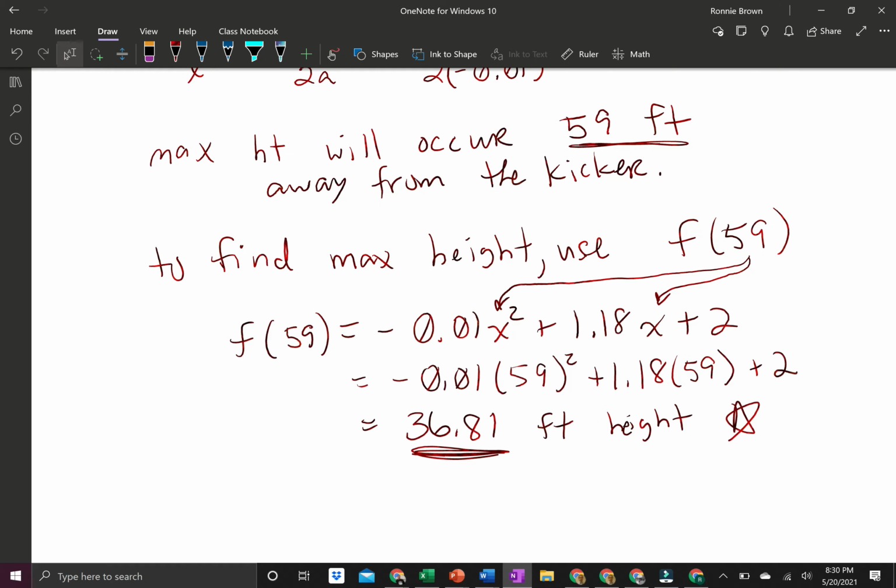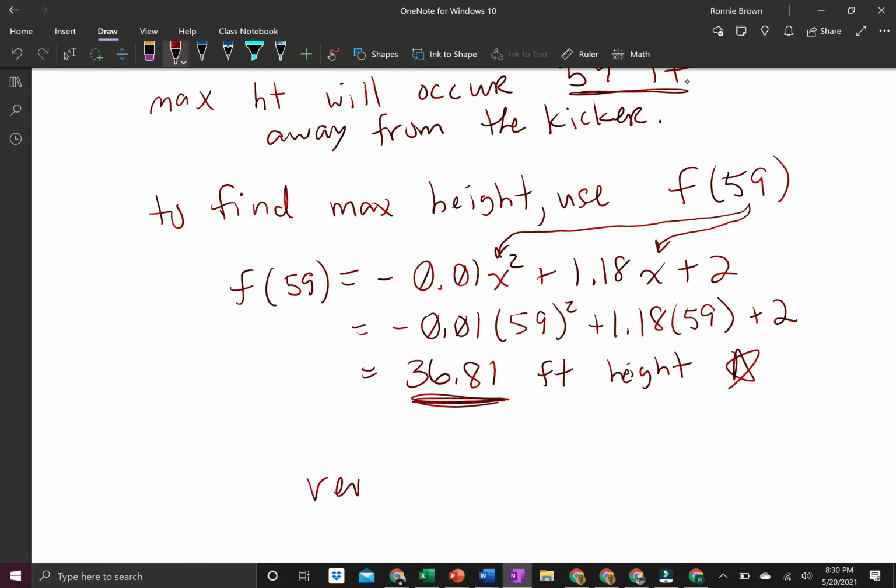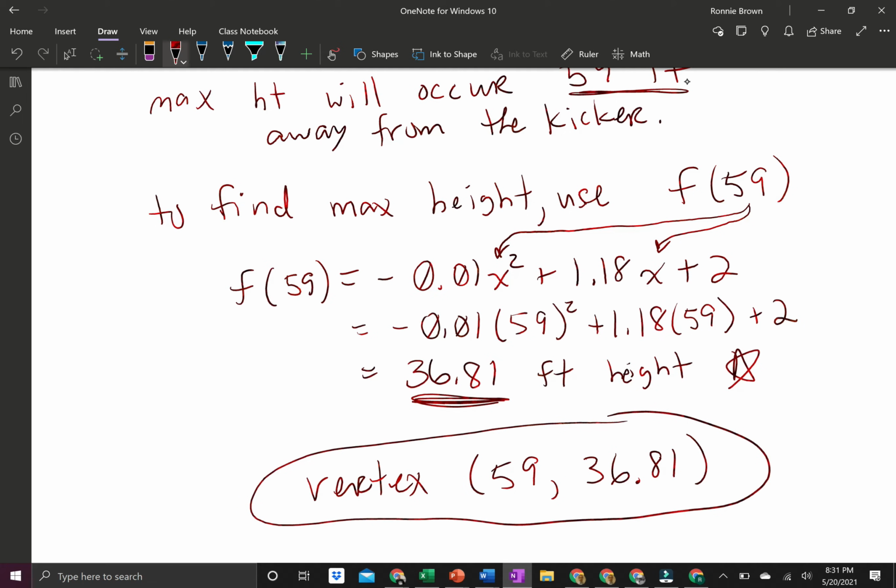All right, so we can label our vertex then. We said it was an XY ordered pair. Well, our X was 59 and our height was 36.81. So this is our vertex. We'll come back and use that later on when it's time to graph, so make sure we have that handy.